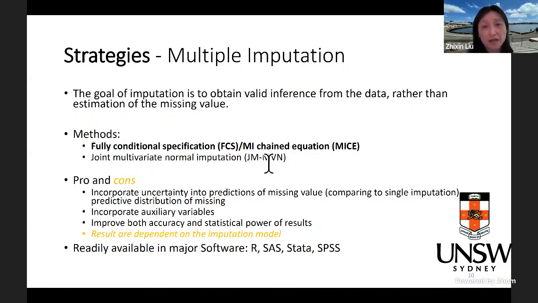Finally, multiple imputation, like I said, has developed very quickly. It has now become very accessible from the major software, including R, SAS, Stata, and SPSS. In all of these we can conduct multiple imputation. Even though it's very accessible now and there is a lot of good information online, I would recommend that if this is the first time you conduct multiple imputation, perhaps it's worth booking a consultation with our consultants to check the steps, and we would be more than happy to guide you.